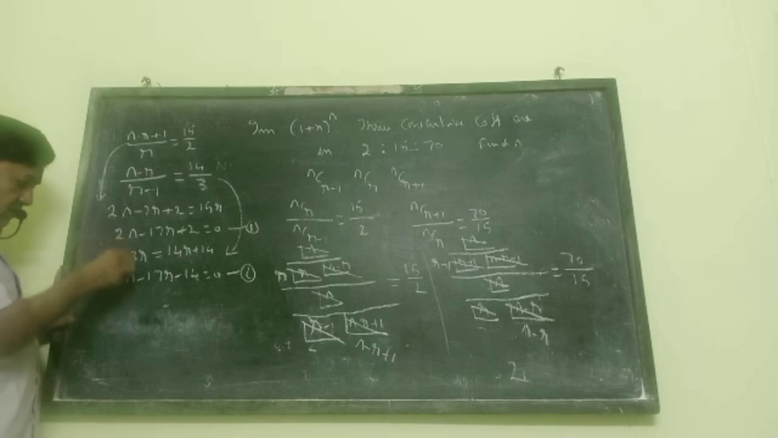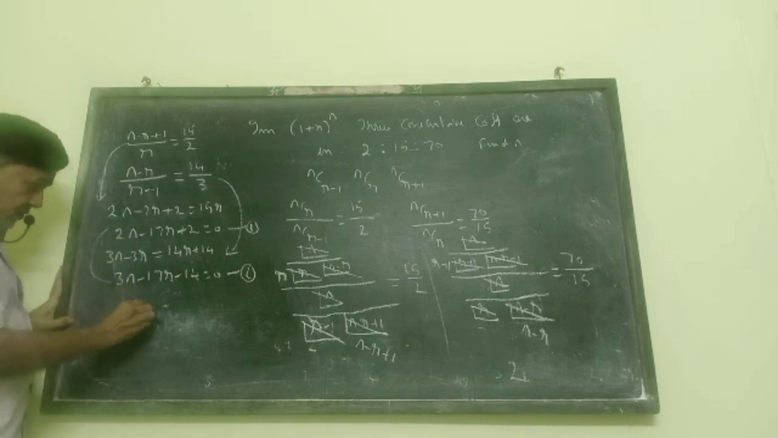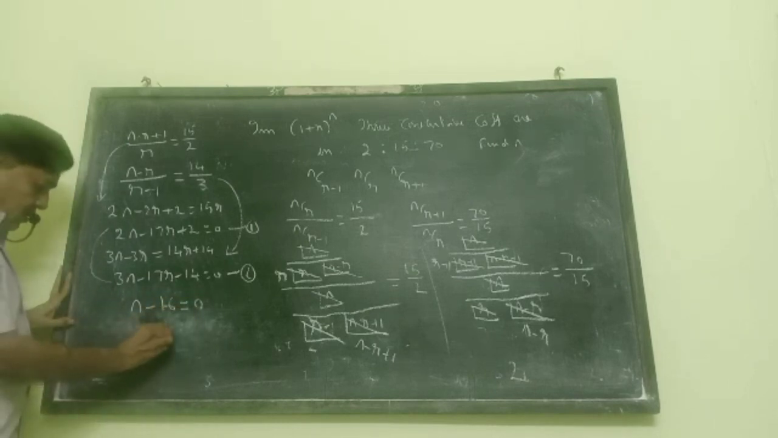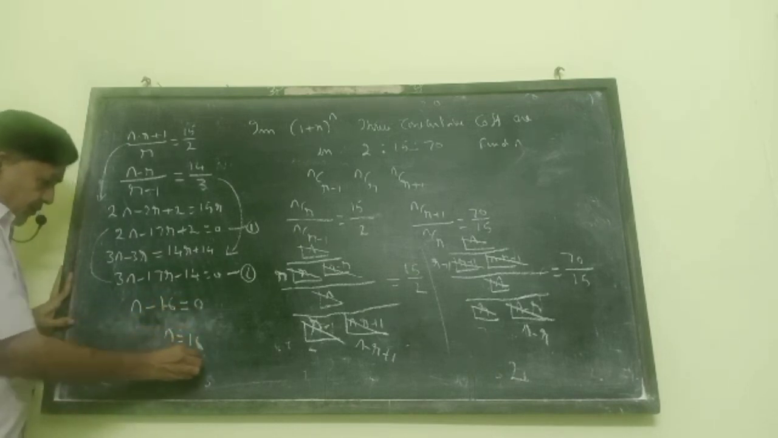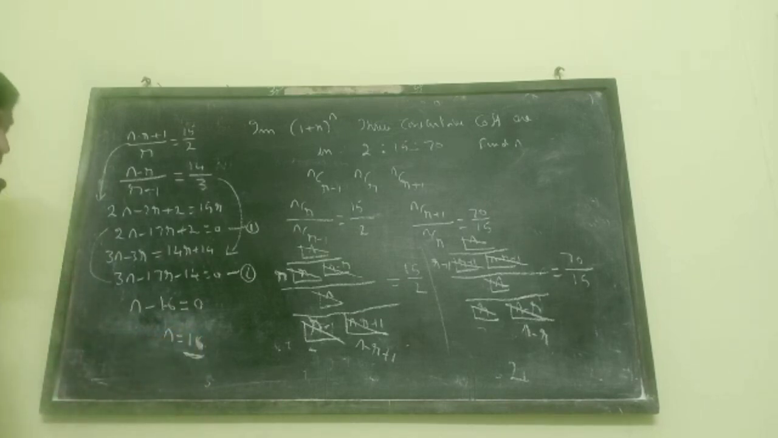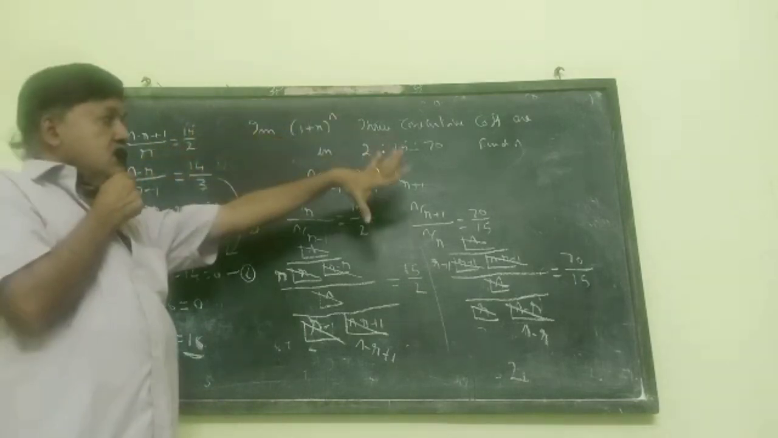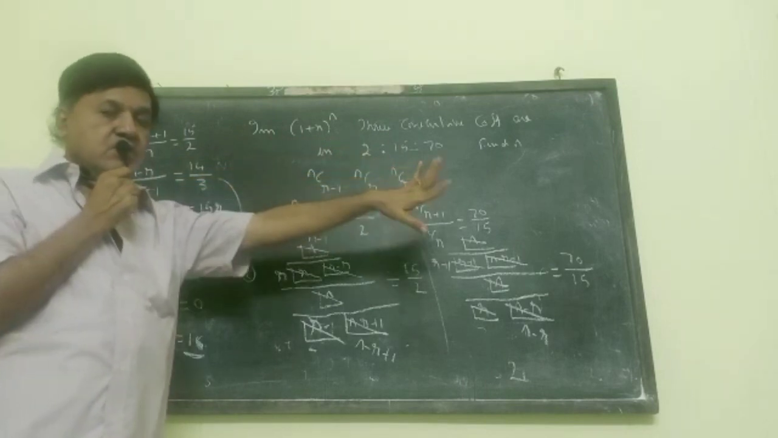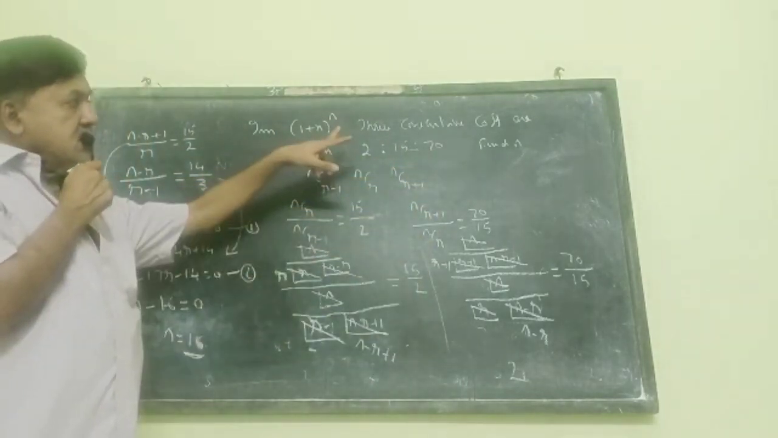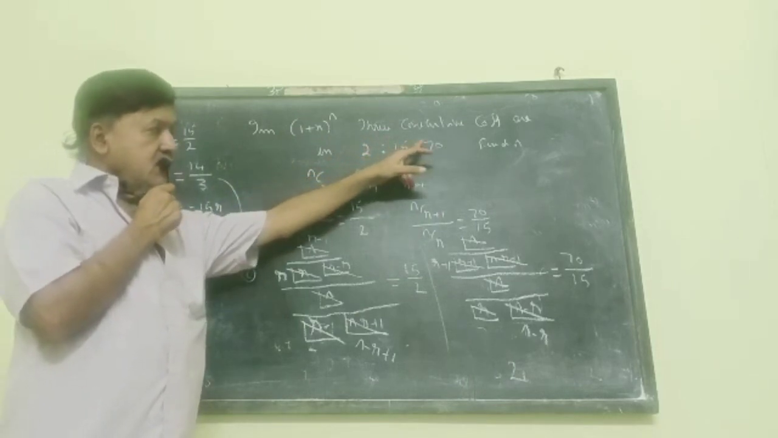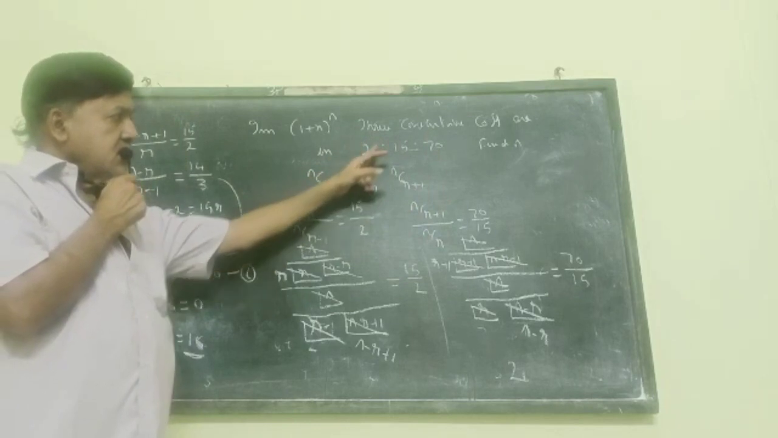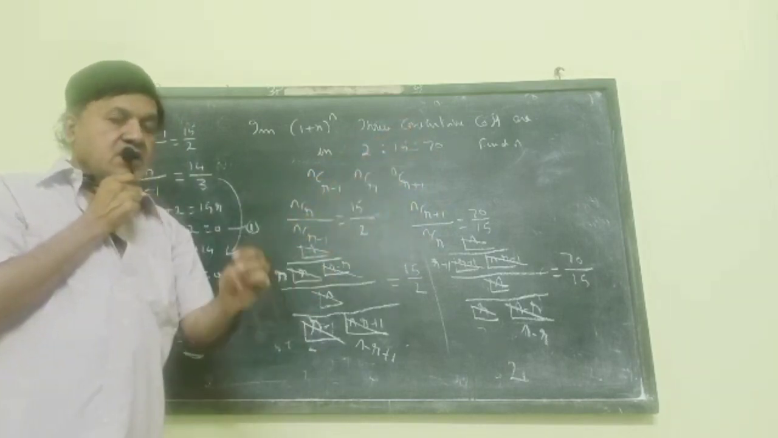Now you subtract one from the other. n − 16 = 0, so n = 16. Right? So very simple. 3 consecutive coefficients are nC(r−1), nCr, nC(r+1), let us say. They are in the ratio 2:15:70, so this is 2k, this is 15k, this is 70k, you can call it that if you want.